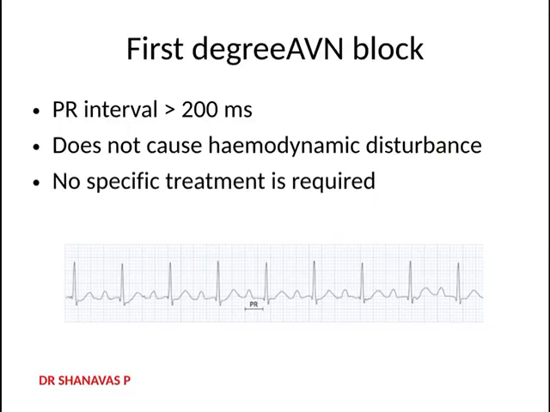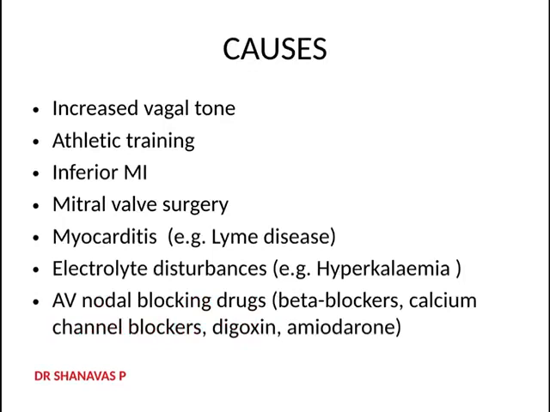Usually it does not cause much hemodynamic disturbances, but we have to be careful. It can be associated with various conditions like inferior myocardial infarction. So as such, the first degree AV nodal block won't cause any disturbances. So there are various causes of first degree AV nodal block.